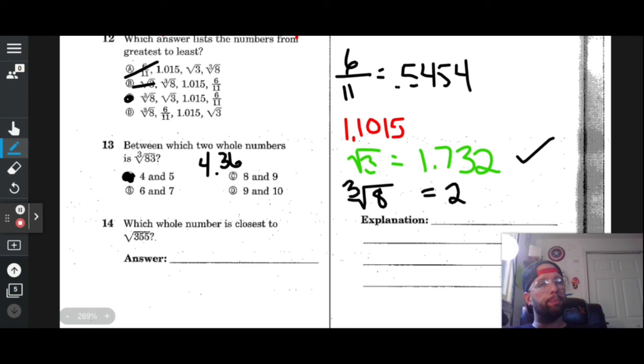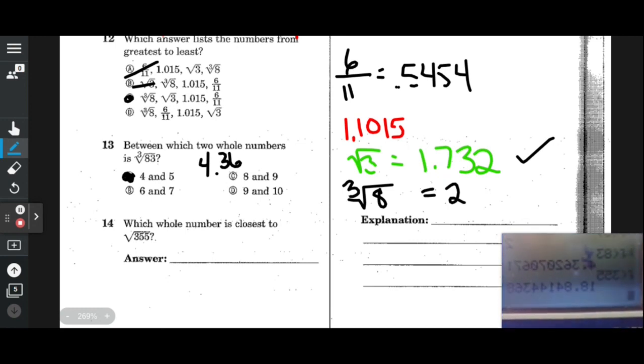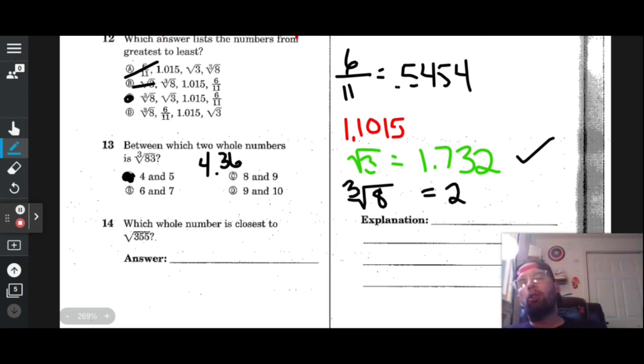Which whole number is closest to the square root of 355? The square root of 355, enter, is 18.8.